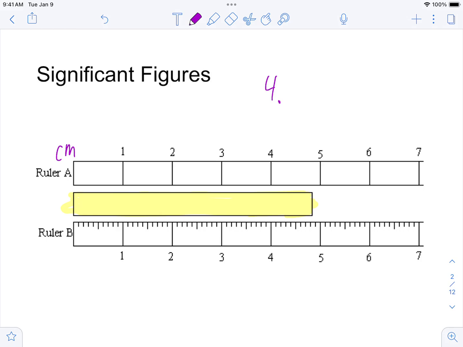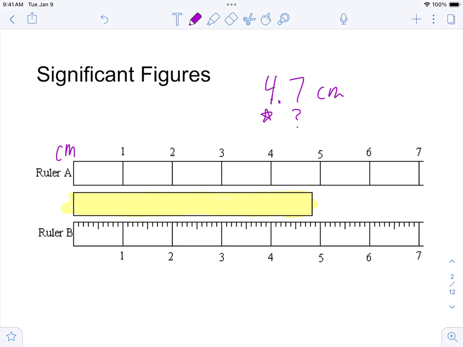Some people might say it's 4.7. Some people might say that's 4.8, 4.6, 4.9. No matter what, though, this last digit that you're putting there is a guess. So I will say 4.7 centimeters. This 4, no one can argue. That's for certain. This 7 is a guess. You always must guess one digit of uncertainty for significant figures.